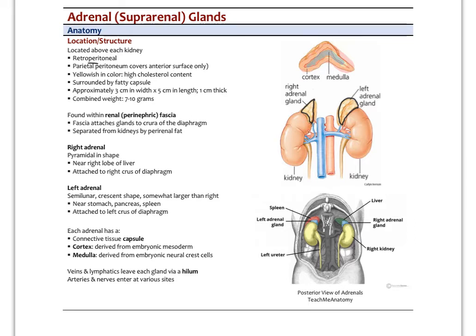The adrenals have their own veins, arteries, and lymphatics, as well as nerves. The veins and lymphatics leave the gland via a little hilum, a little indented area, and then the arteries and nerves enter at various sites into the adrenal. The sympathetic nervous system really follows the arteries into the adrenal. Just like in the kidneys, the sympathetic nerves wrap around the renal arteries and enter each kidney that way.